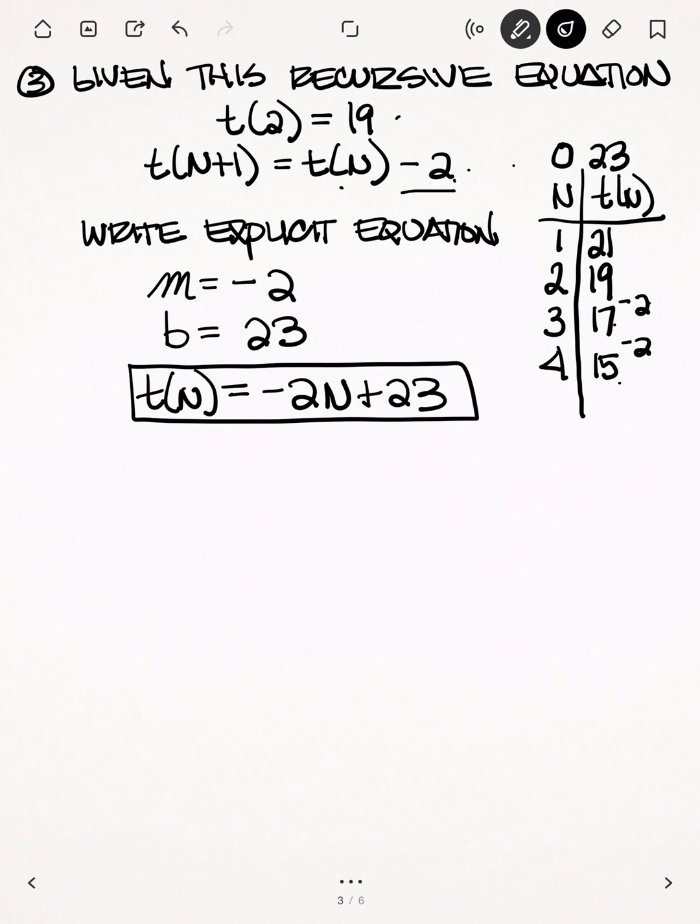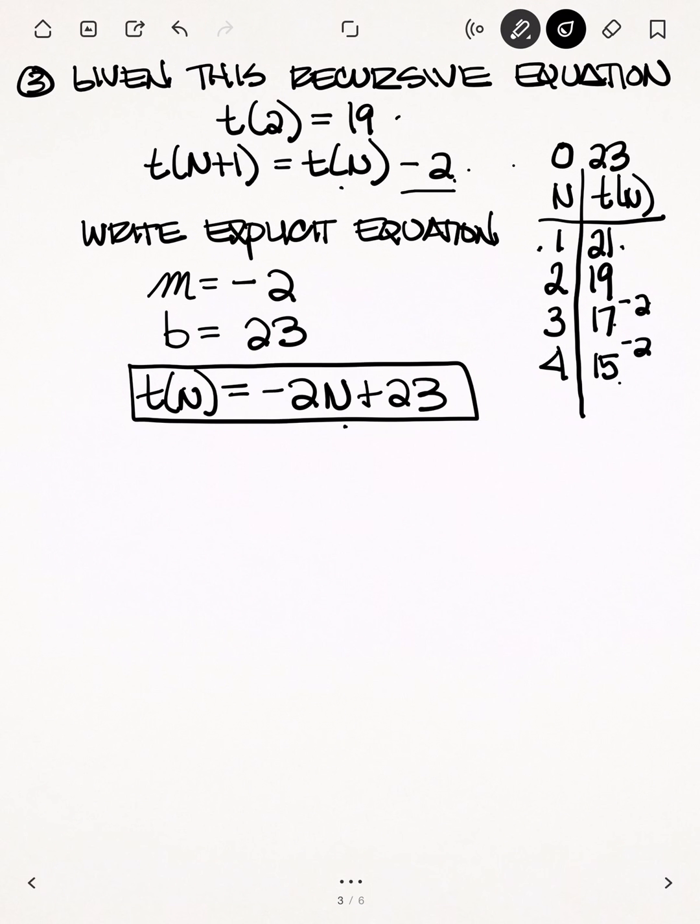And you could check that. If you plugged in 1 right here for n, 1 times -2 is -2. -2 plus 23 would be 21. So you plug in 1, you get your 21 back. So this equation would work to find more points.